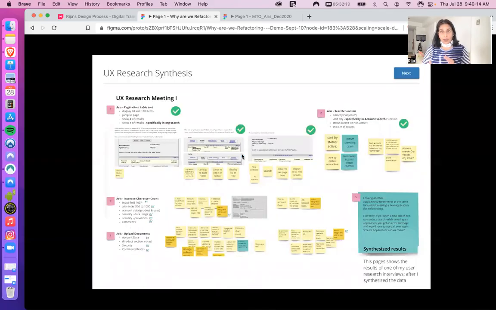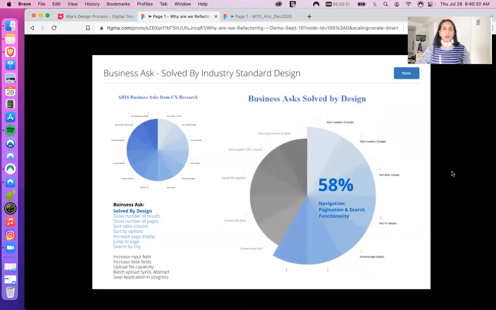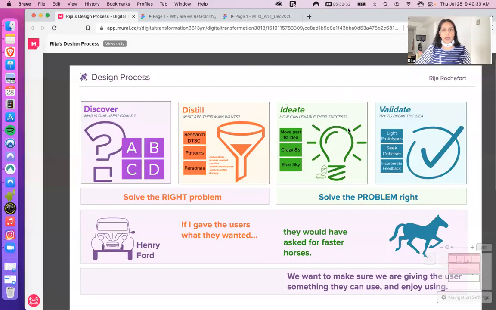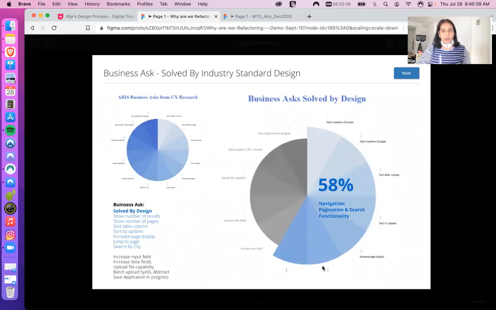Now, after that, I was able to do some research, and this is kind of my synthesis of multiple meetings. What's really interesting is that all of this was solved before I even talked to the business, because I designed with industry standards. So coming back to how can I enable their success? Industry standards. 58% of the users asked were solved automatically because I just went with basic industry standards.